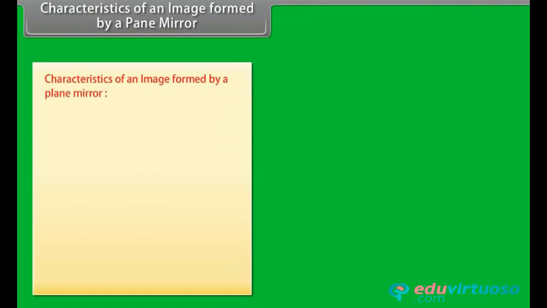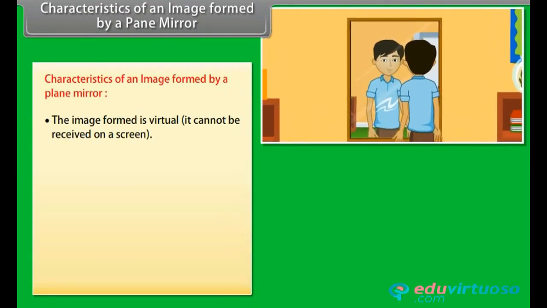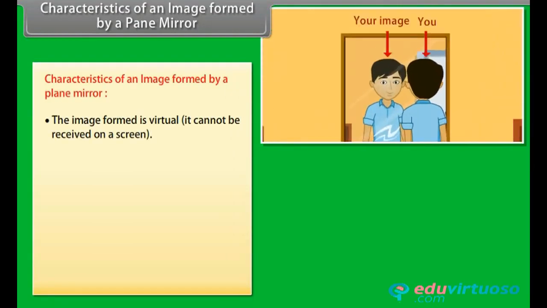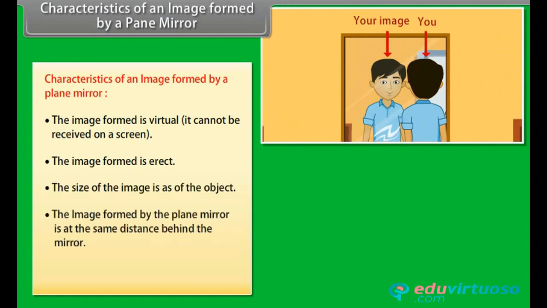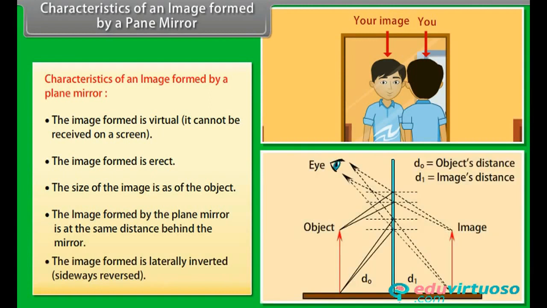Characteristics of an image formed by a plane mirror. The image formed is virtual. It cannot be received on a screen. The image formed is erect. The size of the image is the same as that of the object. The image formed by the plane mirror is at the same distance behind the mirror as the object is in front. The image formed is laterally inverted, sideways reversed.